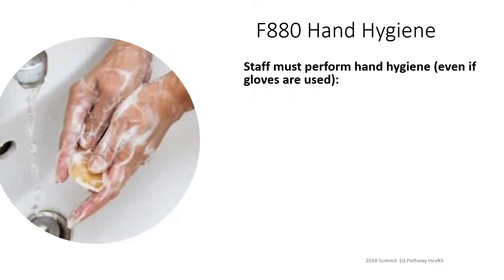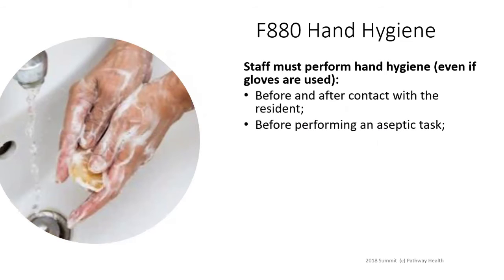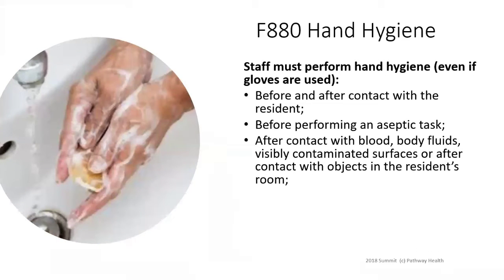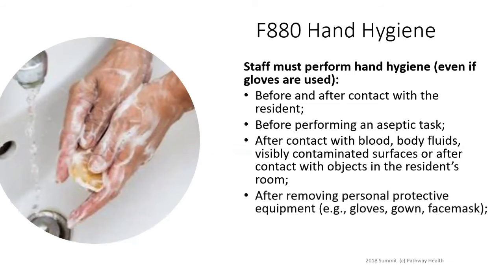Staff must perform hand hygiene even if gloves are used before and after resident contact, before performing an aseptic task, after contact with blood, body fluids, visibly contaminated surfaces, or after contact with objects in the resident room, after removing personal protective equipment such as gloves, gown, face mask, after using the restroom, and before meals. Hand hygiene continues to be the primary means of preventing the transmission of infection.